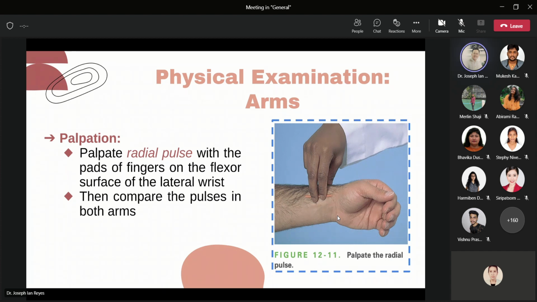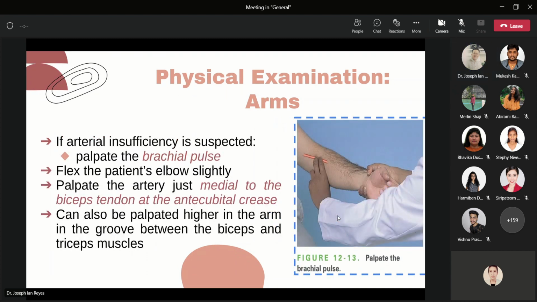So for radial pulses, when you palpate, try to position yourself in a way that you don't have difficulty. You should be sitting down or standing up. The patient should have hands resting so that you will not have a hard time feeling that pulse. If your patient is in an awkward position and you're trying to palpate the pulse, maybe you will miss that particular area. Then maybe you will say the pulse is just +1 or 0, where actually you're not palpating or locating it properly. So that's why you have to be careful.